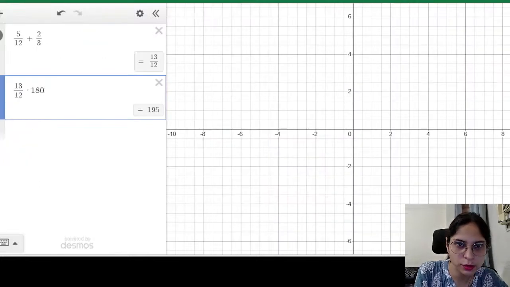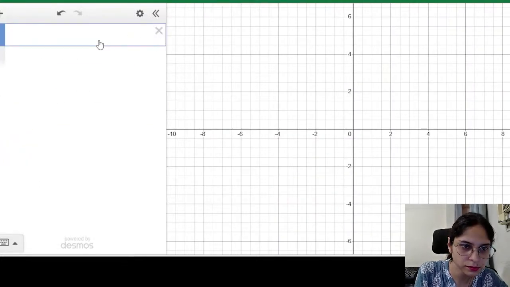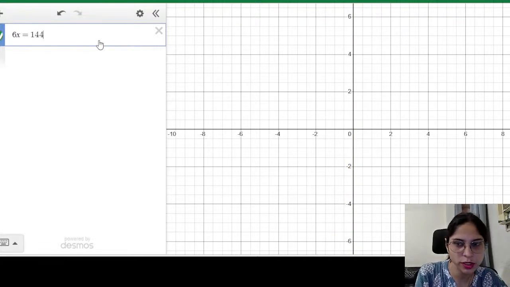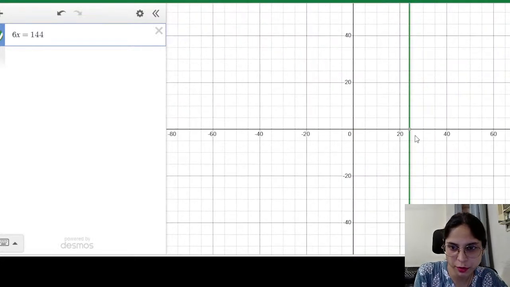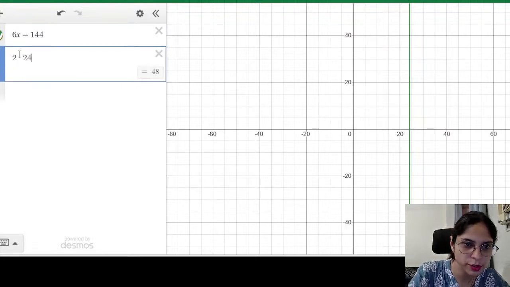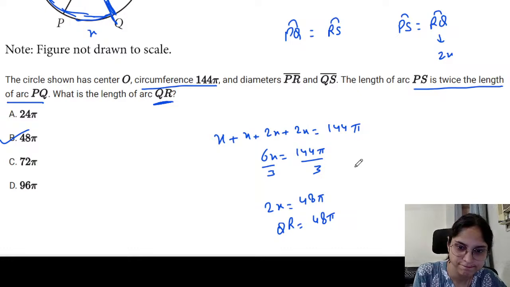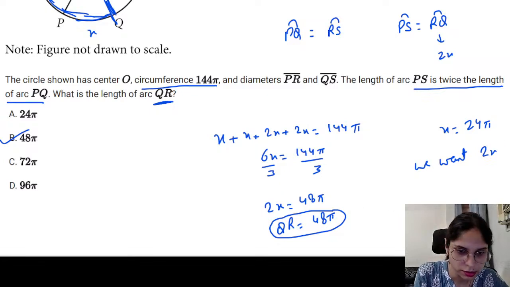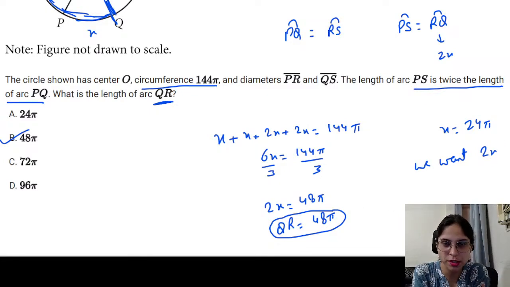Otherwise, you can directly go to Desmos. 6x equals 144. We want the answer in terms of pi, so I'm not taking pi into account. It's 24. You want 2x, so 2 times 24 is going to be 48 pi. Alright. I mean, you could have divided by 6 on both sides and got x is equal to 24 pi, but we want 2x. Got it? I hope you understood.